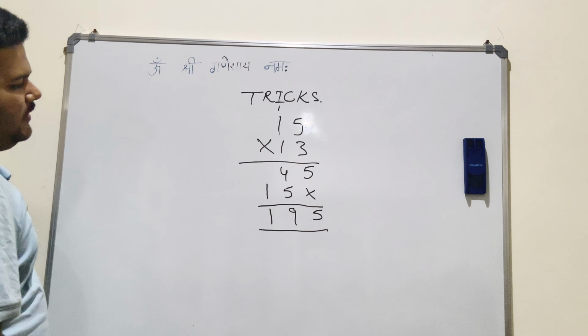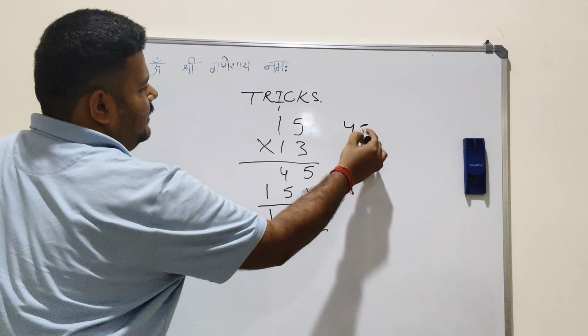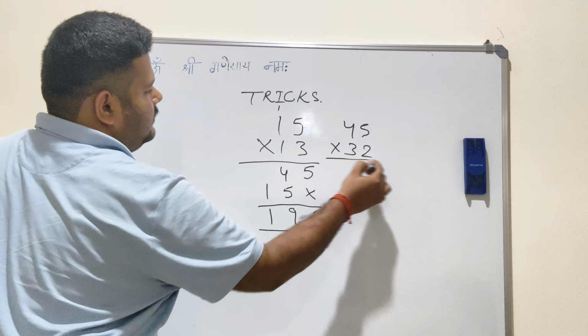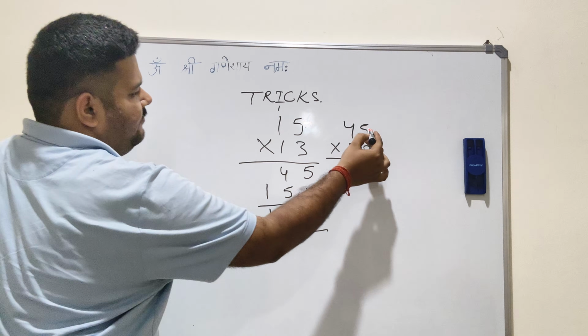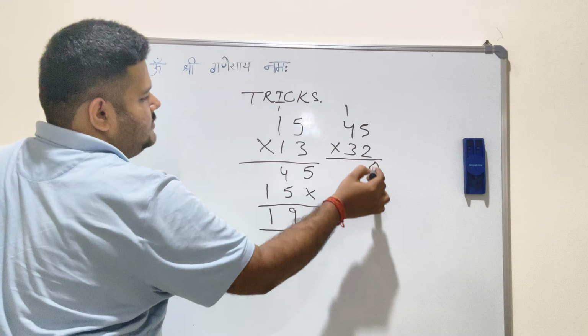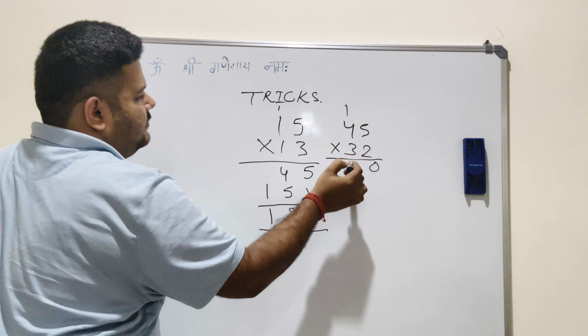Similarly, we take another case of multiplying 45 by 32. So what you need to do, you put a cross sign here. You need to multiply 5 by 2, it will become 10. You need to put 1 here, 0 here. You need to multiply 4 by 2, it will become 8. 8 plus 1 would be 9.